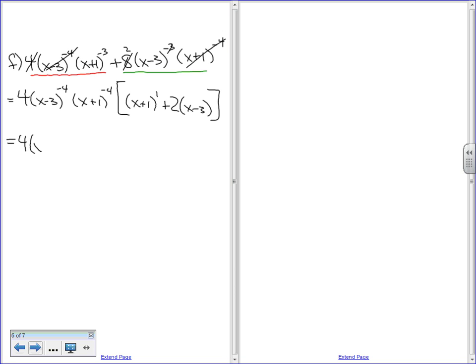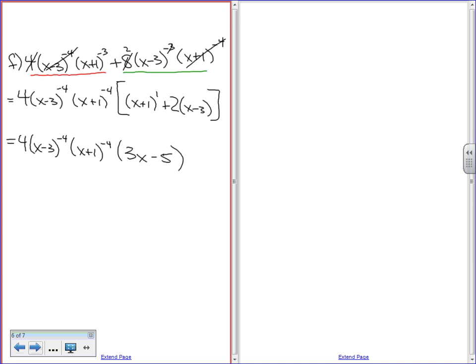So my final factored expression: 2 times x is 2x, added to x is 3x. 2 times negative 3 is negative 6, added is negative 5. So that would be my final expression.